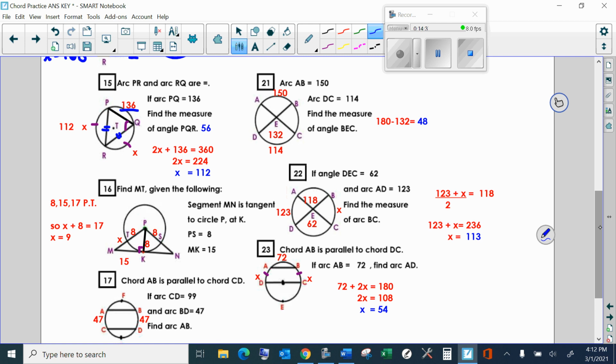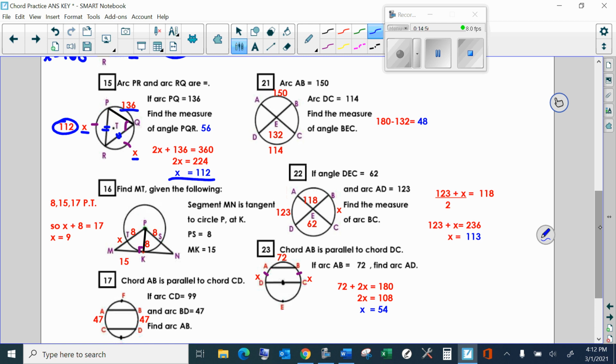find the measuring angle PQR, which is this one. Well, if that's 136, we know this is x and this is x, right here and here, because they're the same. So 136 plus 2x equals 360. Solve for x, you get x equals 112 degrees. Okay, so I have 112 there.